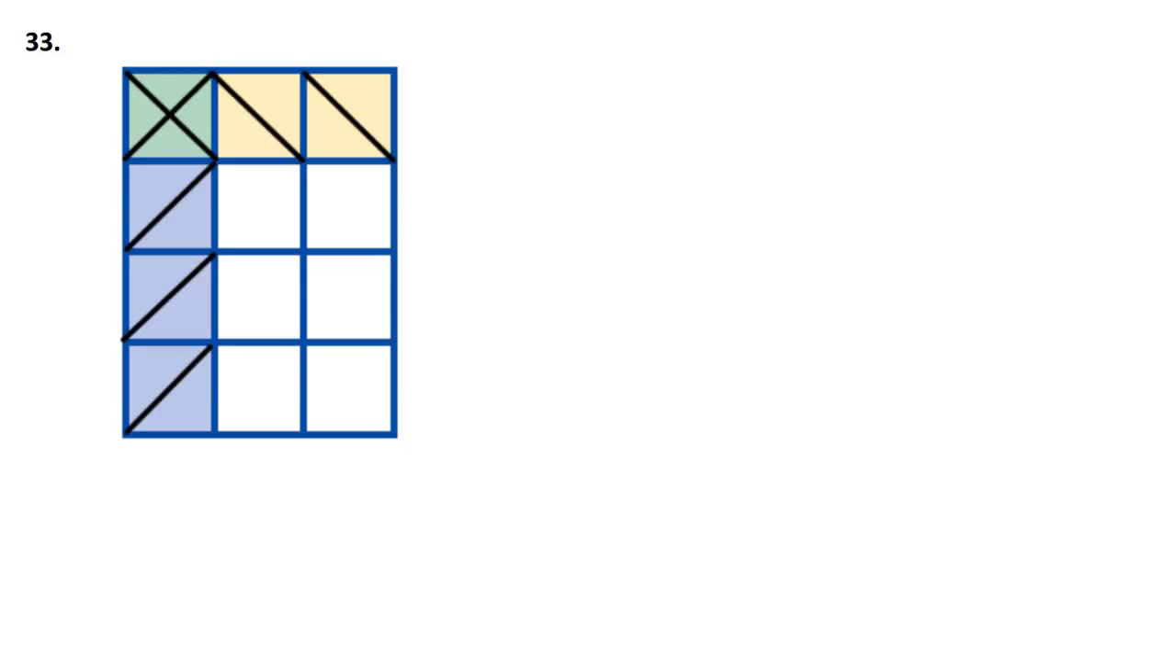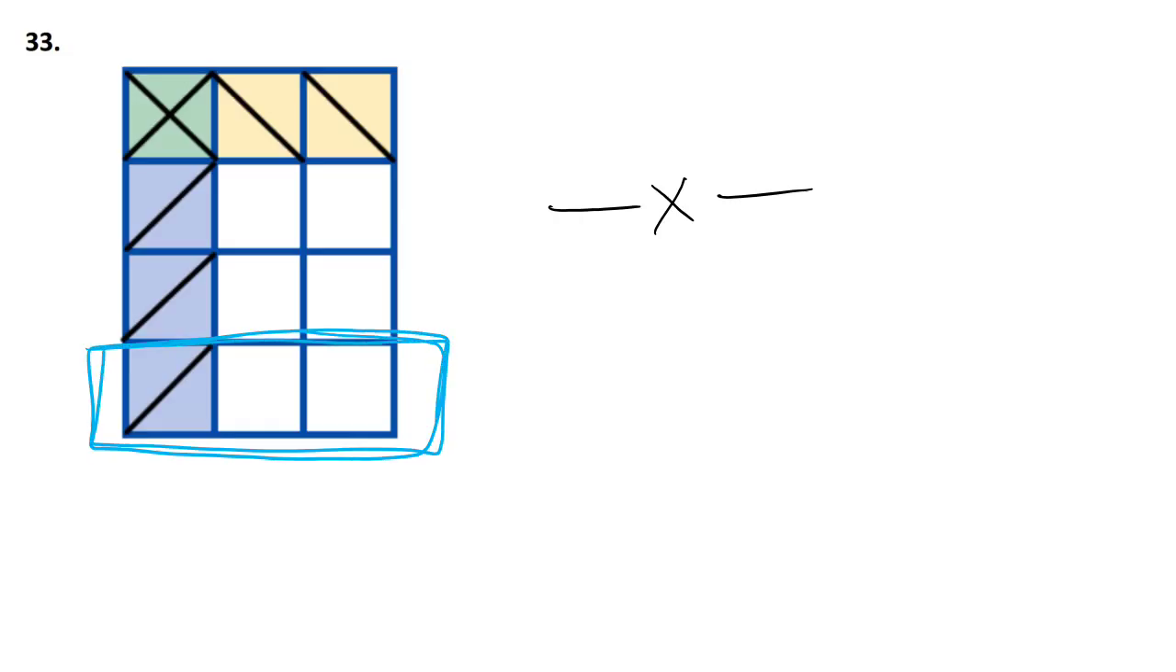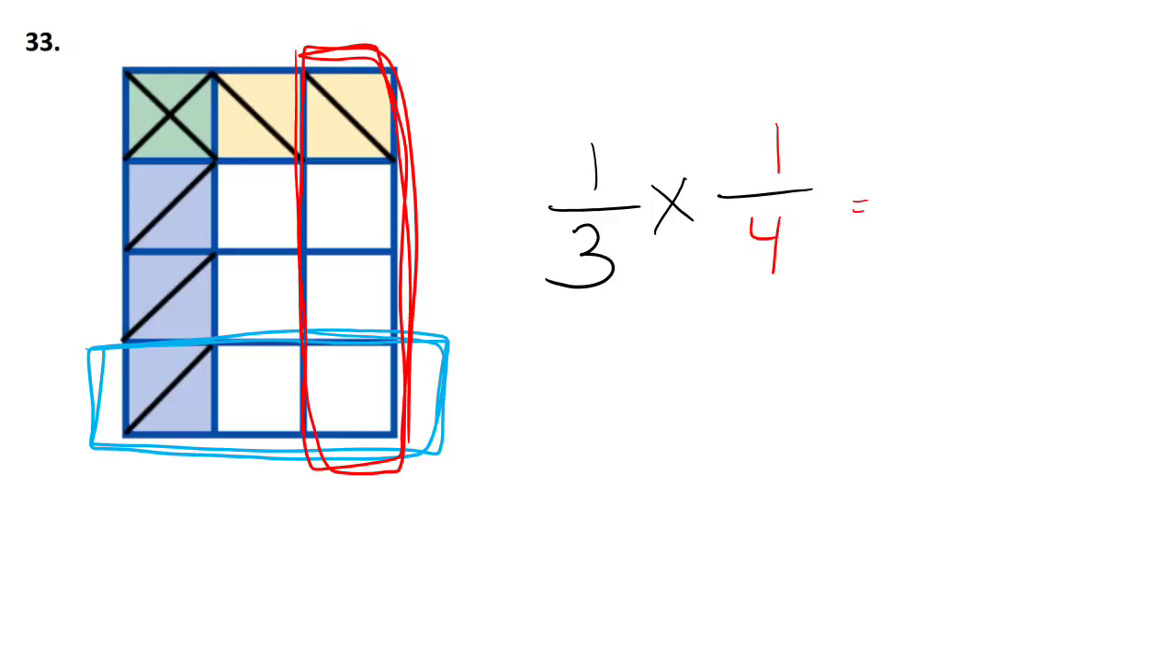So 33, we have a multiplication model. So we have two fractions that we're multiplying here. So what we do is we take a look at our first fraction going across the bottom. This fraction going across the bottom here is 1/3. And then the fraction going down the side is what we're focusing on. That fraction right there is 1/4. And that's going to equal 1/12.